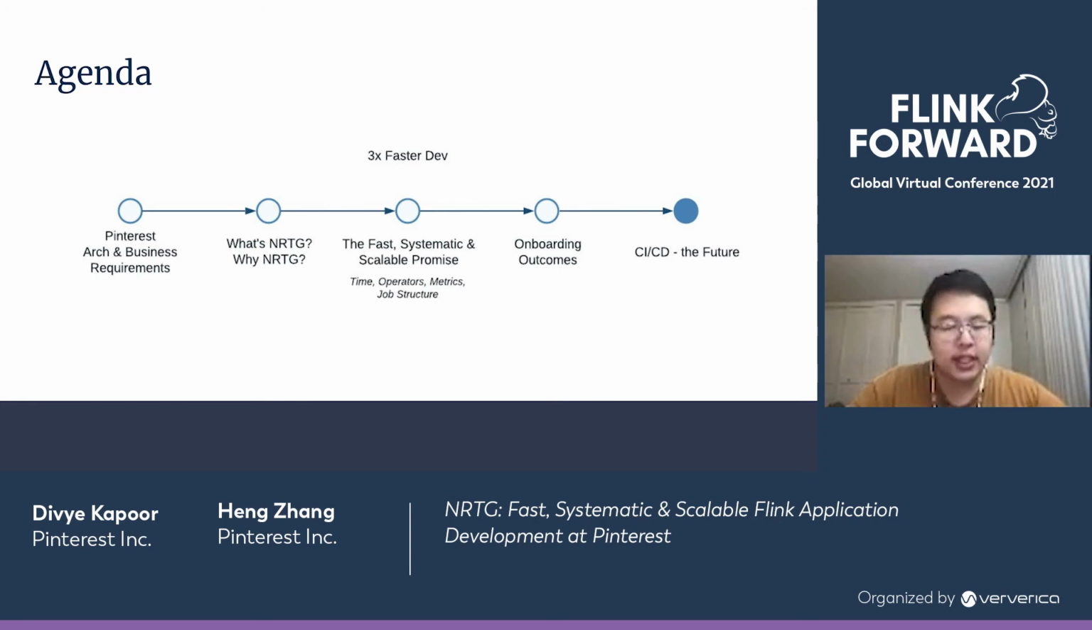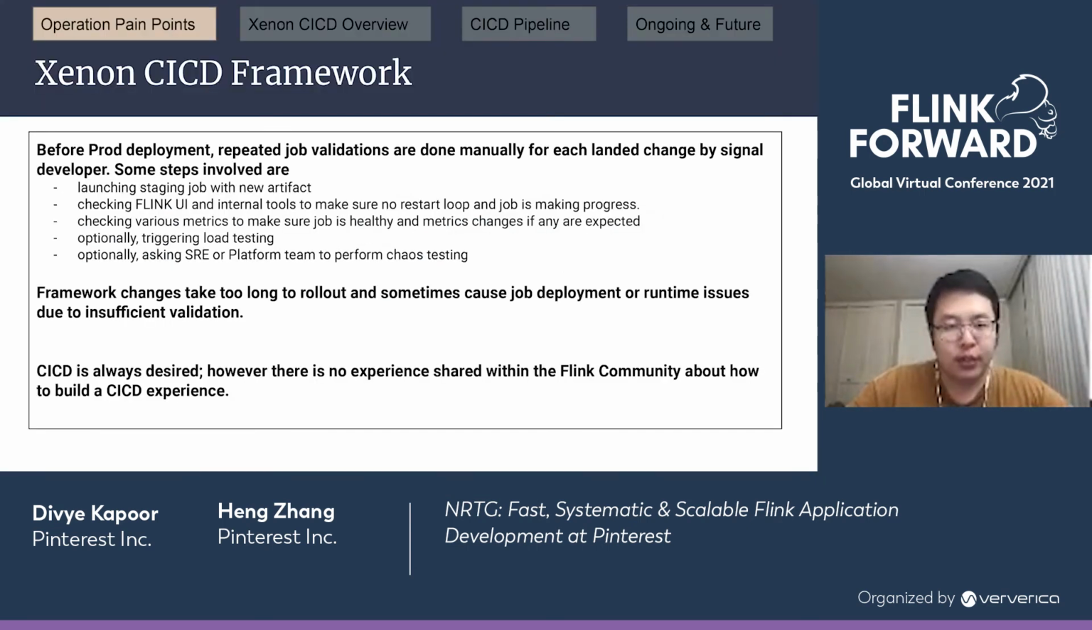Now let's look at CI/CD. The Xeno CI/CD framework is built to address operation pain points. The first pain point we have is, before production job deployment, repeated job validation is done manually for each landed change by the Signal developer. Some steps are listed here. If it is a new use case or a big code change, the Signal developer also needs to do load testing and chaos testing, and both will require coordination from SRE and platform team members.